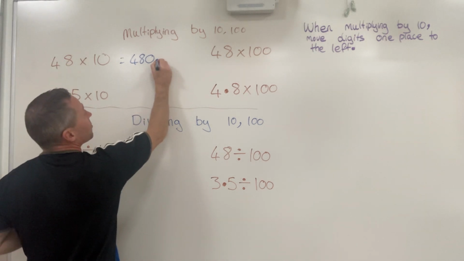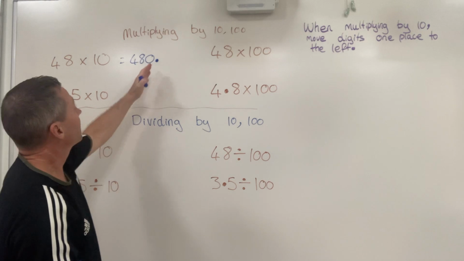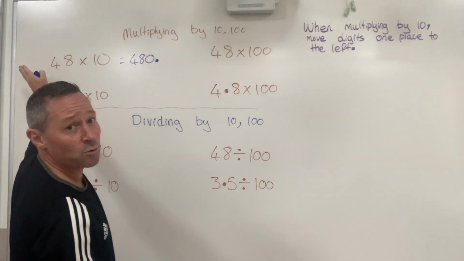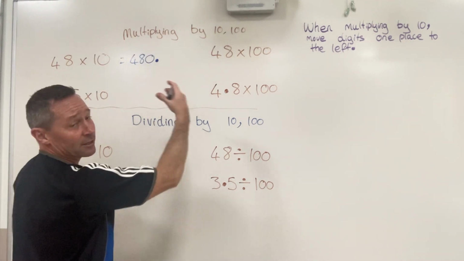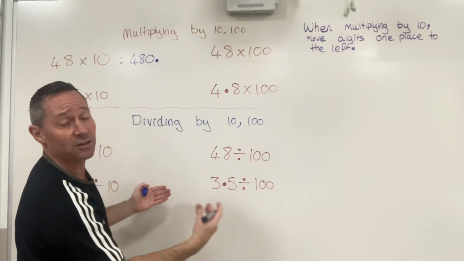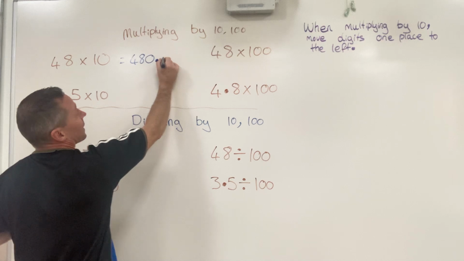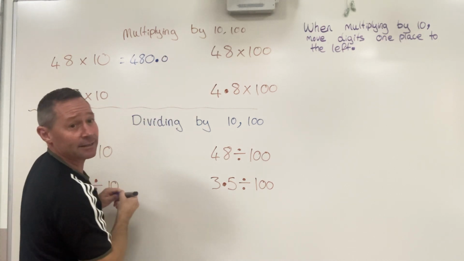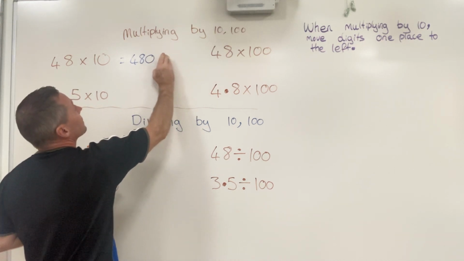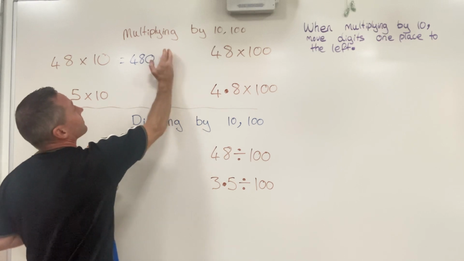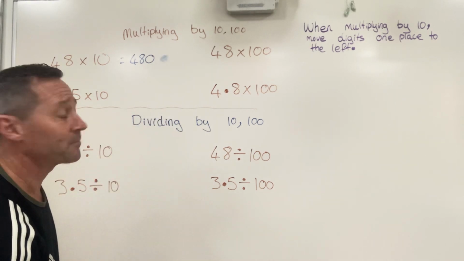I could even have a decimal point there. And anything on the left-hand side of the decimal point are the whole numbers. Anything on the right are the bits left over, not enough to make a whole. So in this case, I could have 48.0. It means nothing. So 480, I should think, is the better answer, isn't it?